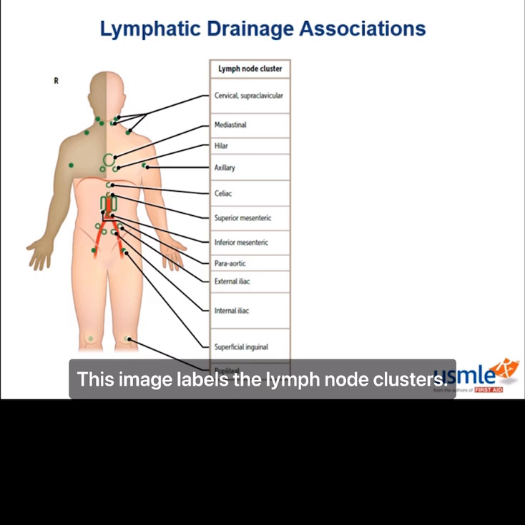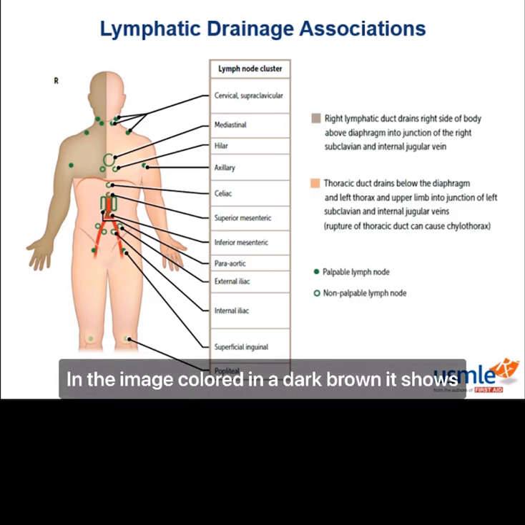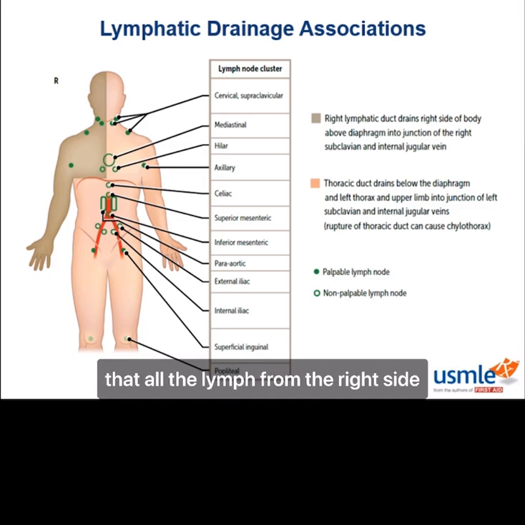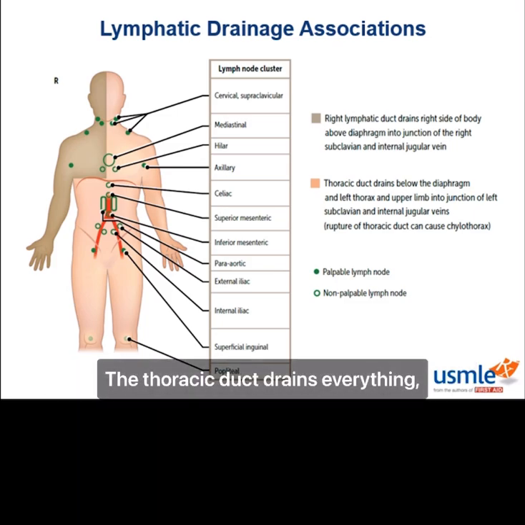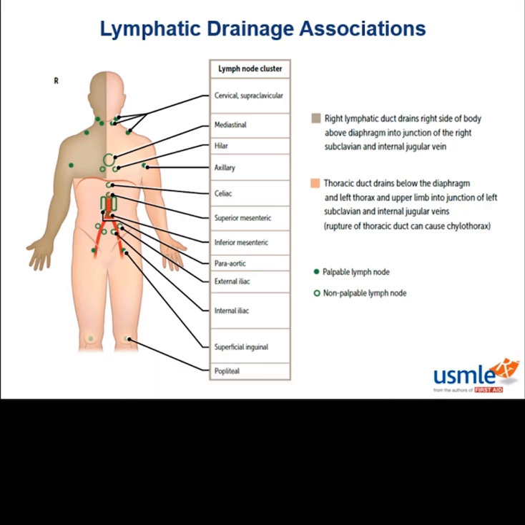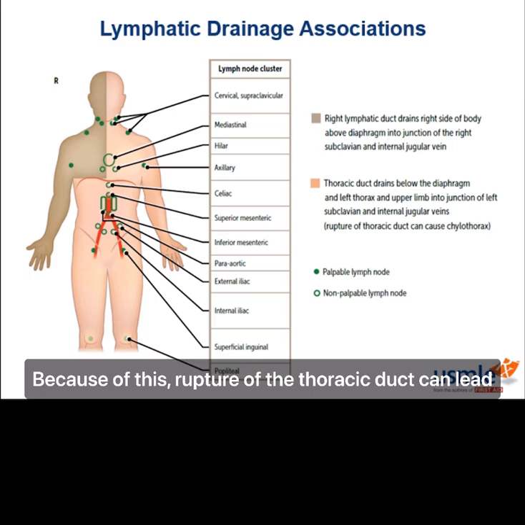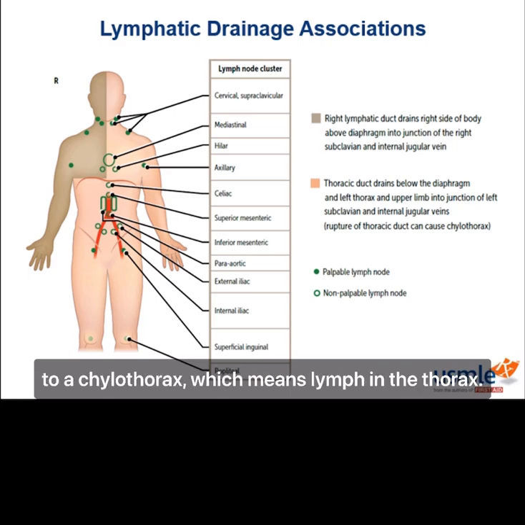This image labels the lymph node clusters. In the image, colored in a dark brown, it shows that all the lymph from the right side of the body above the diaphragm is collected by the right lymphatic duct, which drains into the junction of the right subclavian and internal jugular vein. The thoracic duct drains everything left and right side below the diaphragm, and also the left thorax and upper limb into the junction of the left subclavian and internal jugular veins. Because of this, rupture of the thoracic duct can lead to a chylothorax, which means lymph in the thorax.